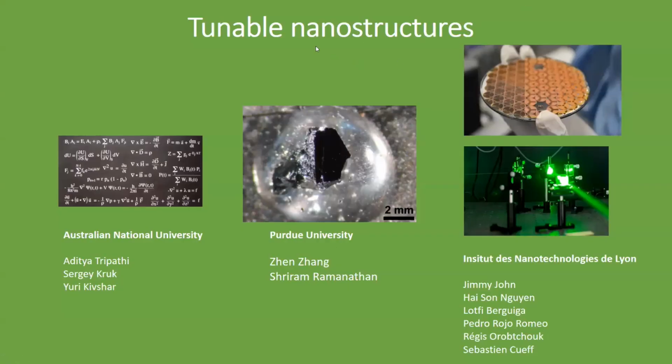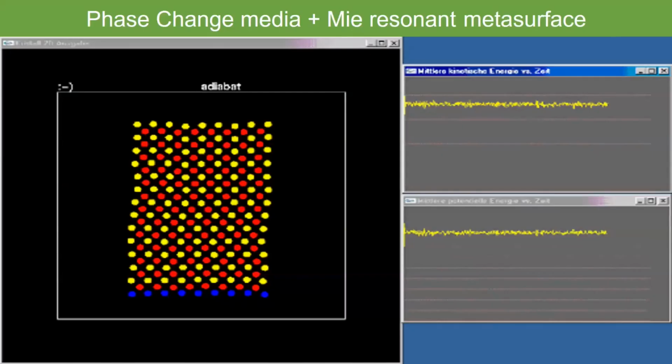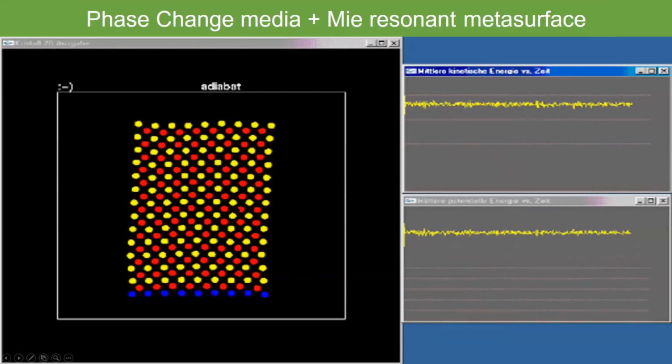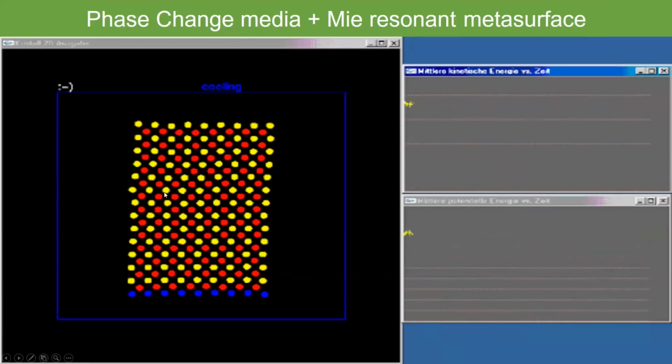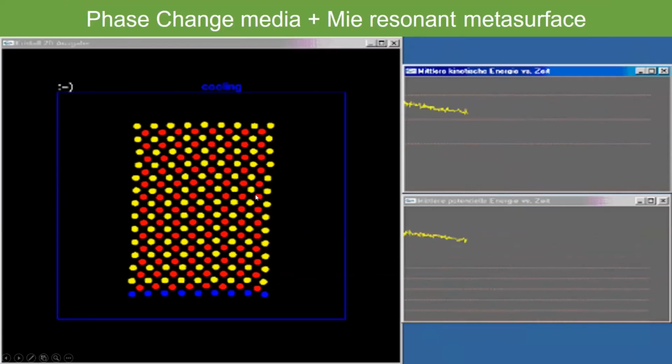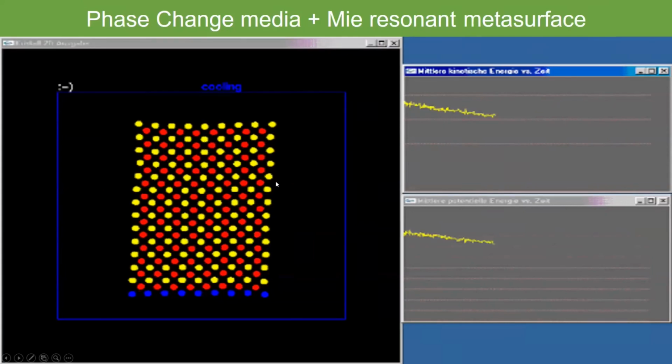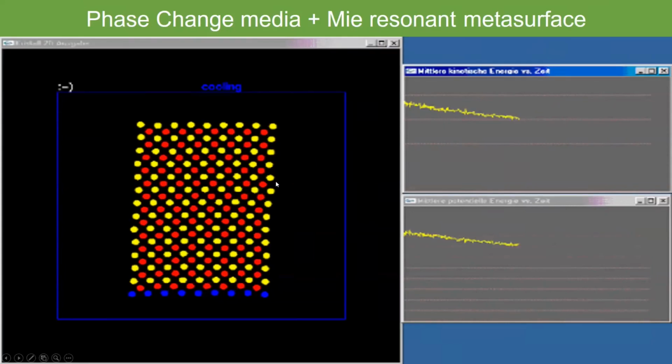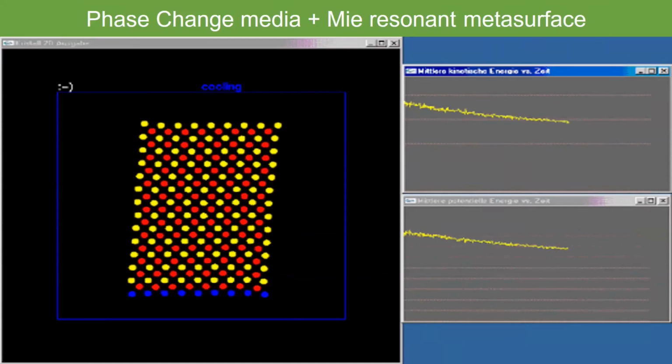Now for the final part of my research, we also made tunable nanostructures based on phase change media, and these are the people involved. Now, what is phase change media? It is simply, from the point of view of solid state physics, a change from one crystalline structure to another crystalline structure.